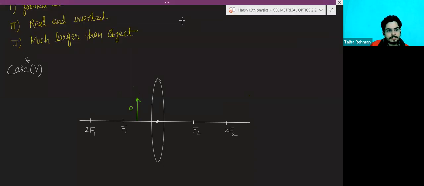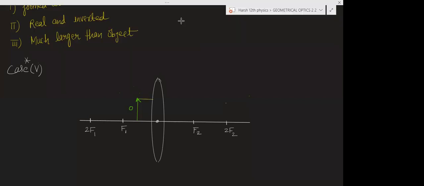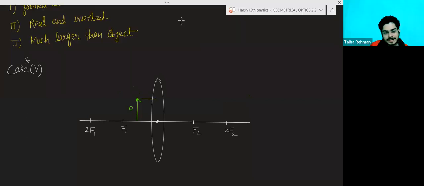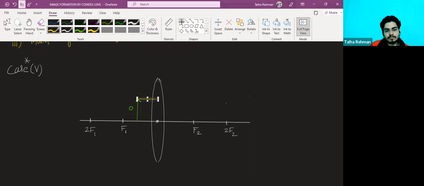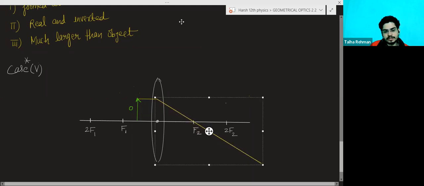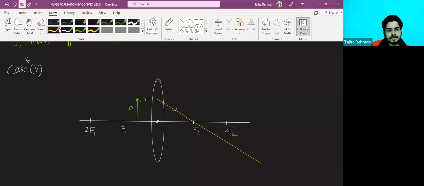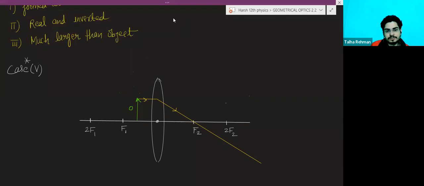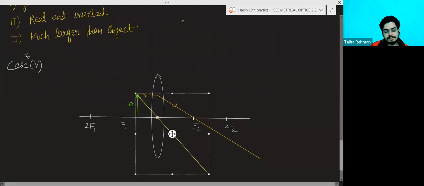The image will be like this. The first ray is parallel to the principal axis, and it will pass through the focus like this. Another ray from this object will pass through the optical center and will pass straight.